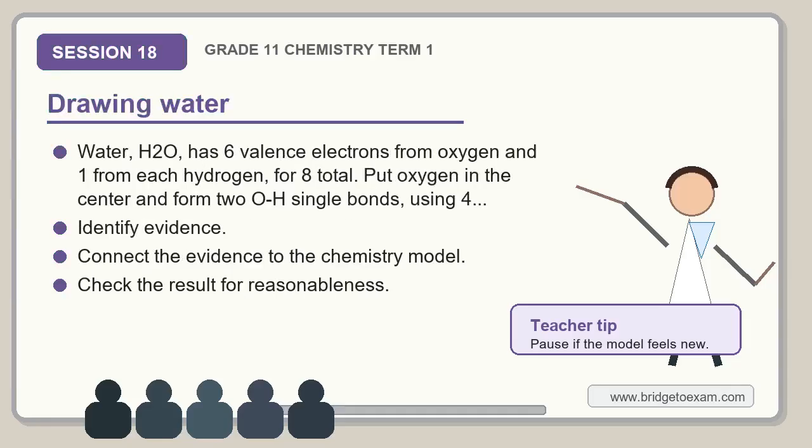Now let's work an example, drawing water. Water, H2O, has 6 valence electrons from oxygen and 1 from each hydrogen for 8 total. Put oxygen in the center and form 2 OH single bonds, using 4 electrons. The remaining 4 electrons become 2 lone pairs on oxygen. Hydrogen has 2 electrons, and oxygen has an octet. Notice how the answer comes from evidence and reasoning, not from guessing.